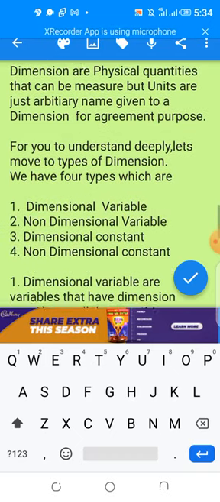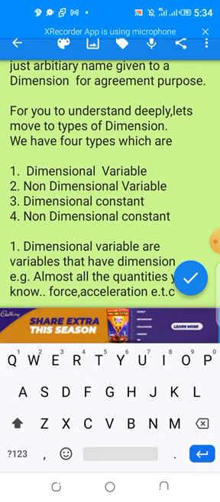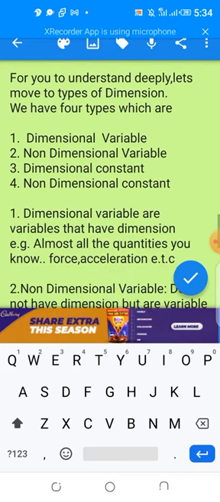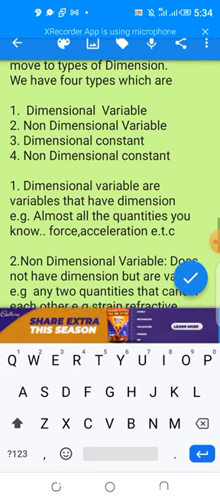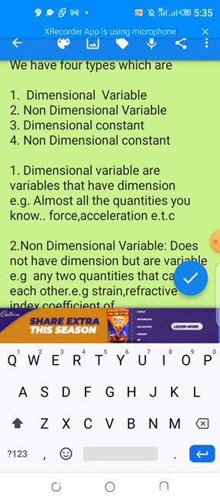We have 4 types, and I'm trying to be fast so that I can limit your data usage. We have dimensional variable, non-dimensional variable, dimensional constant and non-dimensional constant. I'm going to come back and explain this further.